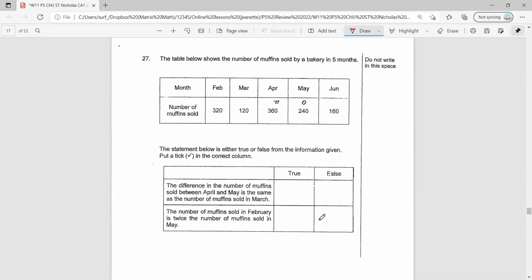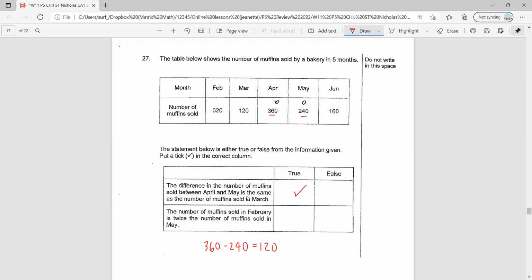Question 27 first. So there are 5 months here. It shows the number of muffins sold by one bakery in 5 months. Is it true or false? The first one. The difference in the number of muffins sold between April and May is the same as March. True. Quite straightforward, right? Nothing tricky. So 120 is the same as March, so true.